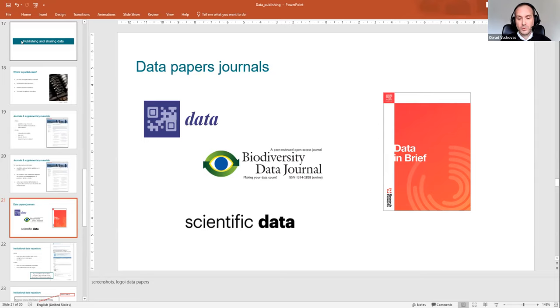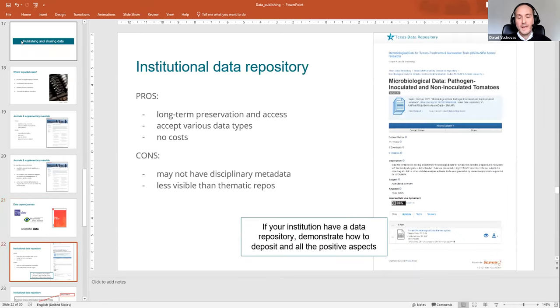It is a good way for researchers to publish, because data papers provide much more of the needed information to explain the data and how the data was collected, generated and analyzed. It can be in much more detail. And I think most of these data papers are open access, which is also a good thing.